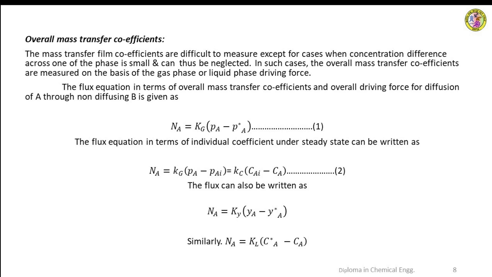So now we can write the flux equations considering the overall concentration difference across both the phases, but the coefficients are written based on either the gas phase driving force or the liquid phase driving force. So for that purpose, if you write the overall rate equation for steady state diffusion of A through non-diffusing B, the equation becomes Na is equal to capital Kg into Pa minus Pa star. See, Pa is the concentration of A at the starting point from where the transfer actually occurs.